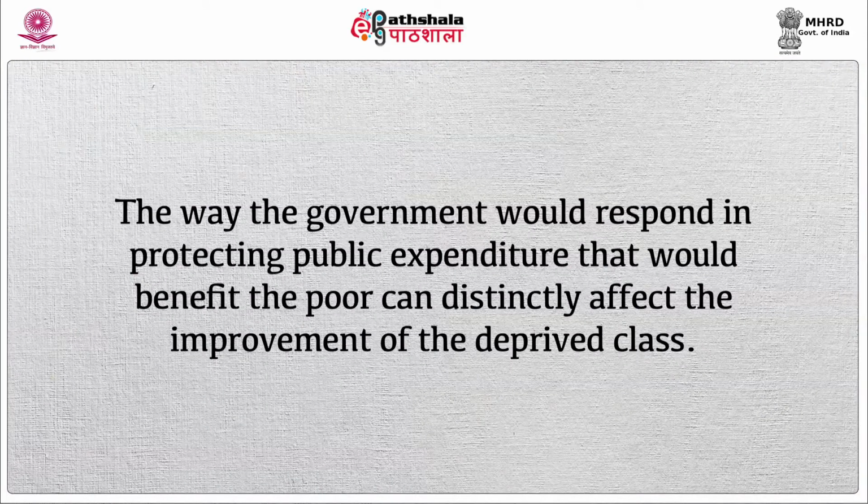Now, you may be wondering about how short-term reforms affect the same. If reforms are short-term, when the total income of the country contracts, the condition of the poor largely depends on the structure of the economy in the respective country. The way the government would respond in protecting public expenditure that would benefit the poor can distinctly affect the improvement of the deprived class.